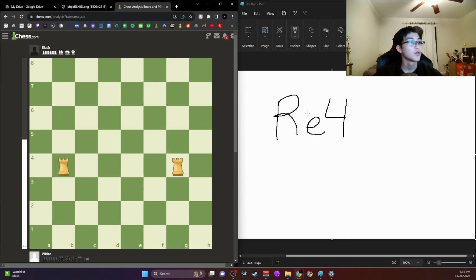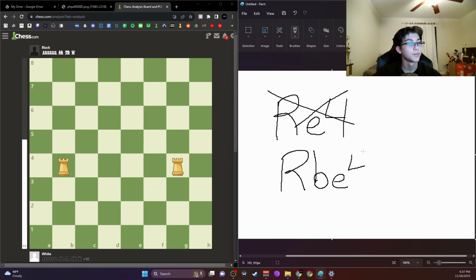And in this case, the rooks are on the same row, the row 4. So we're going to use the letter of the columns they're on to show which piece we're talking about. So we know that the rook on the B file moved to the e4 square. So to show this, instead of saying rook e4, we're going to say rook B e4, right? Because it was on the B file.